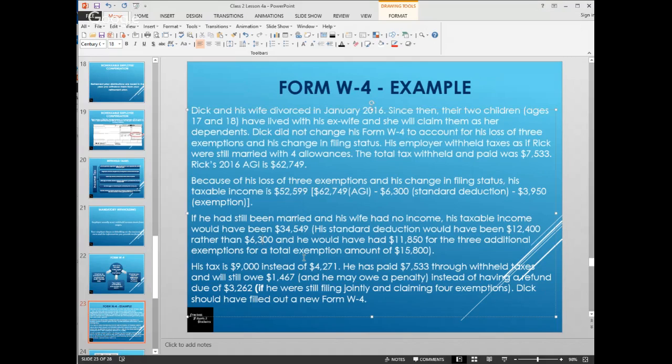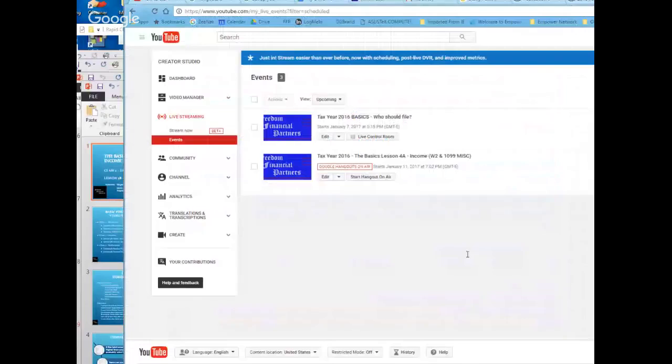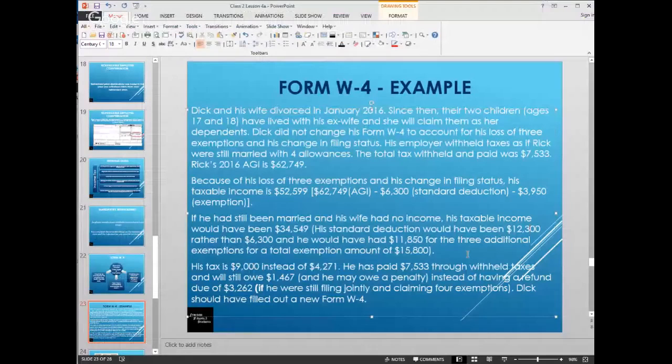And he would have had $11,830 for the 3 additional exemptions, and that number is also a miscalculation. His total tax for 2016 is calculated at $9,000, and he would have previously, his tax amount would have been $4,271. So paying that $7,533 throughout the year, he'll still owe $1,467, possibly with a penalty. And that is instead of having a refund check of $3,262.